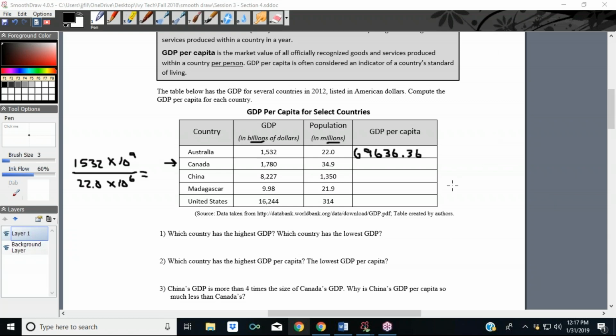Okay, so most of you gave me a hand raise at this point, so we'll move it along. For Canada, you should have done 1780 times 10 to the 9th divided by 34.9 times 10 to the 6th, and you should have gotten $51,002.87.